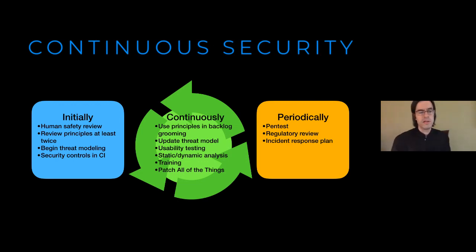Initially we have some work to do as we get started. We might set up things like security control and CI, but continuously, as we're grooming our backlog, we want to go through these principles, and if we go through all seven, they should force us to ask the questions that we need to, to introduce the correct security controls into the project. And then periodically, there are things that we can't do with every delivery, like a human pen test, simply because it's too expensive and it probably doesn't produce results.